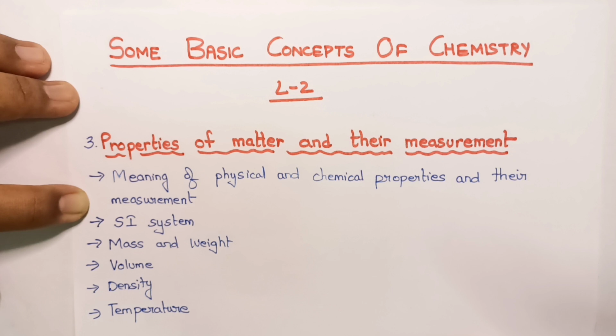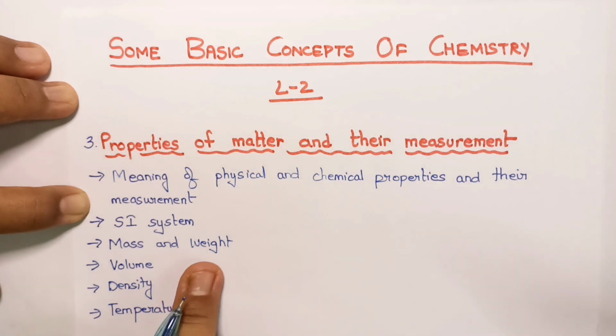So this is the brief summary of today's class. We are going to learn the difference between physical and chemical properties, what is meant by physical and chemical properties, and how they are measured. And in those systems of measurement, we are going to learn about the SI system of measurement in detail. And then we will discuss some of the terms such as mass and weight, volume, density, and temperature.